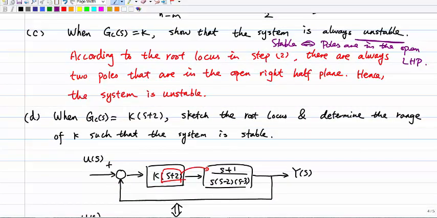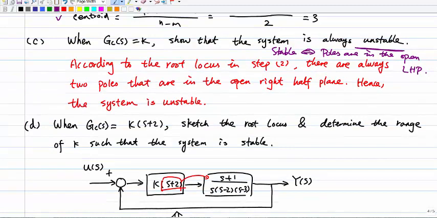Okay, the last part says when G(s) changes. Here we make a change: we don't use the control given by K, now we change the control to K times (s plus 2). Which is sort of a PD control, if we consider this a PD control. We want to sketch the root locus and also determine a range of K such that the system is stable.